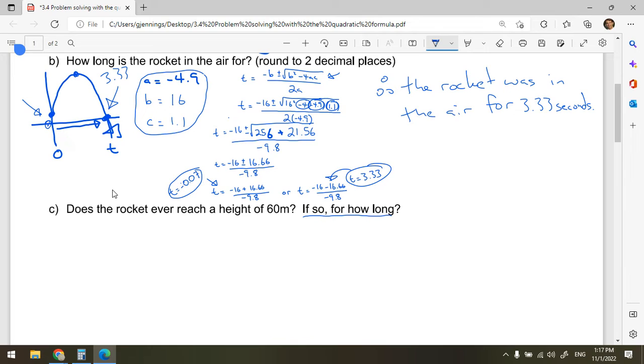If we find this vertex is above 60 and 60 is somewhere like that, we want to know how long does it take from here to here. What's the gap between those numbers? And I'll show you how to find an answer to a question such as this. We're going to create a new quadratic.